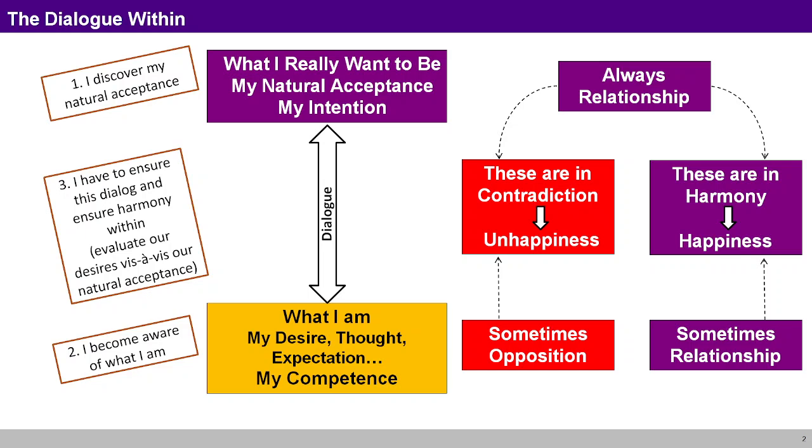And next, I become aware of what I am. Being aware, in its ultimate state, helps you to understand who you are. Then I have to ensure this dialogue and ensure harmony within. Once you are aware of what you are and what you want to be, automatically the dialogue is initiated, and that ensures the harmony within yourself. If the harmony is ensured, and it is acceptable by natural acceptance, you are in the state of harmony and in happiness.